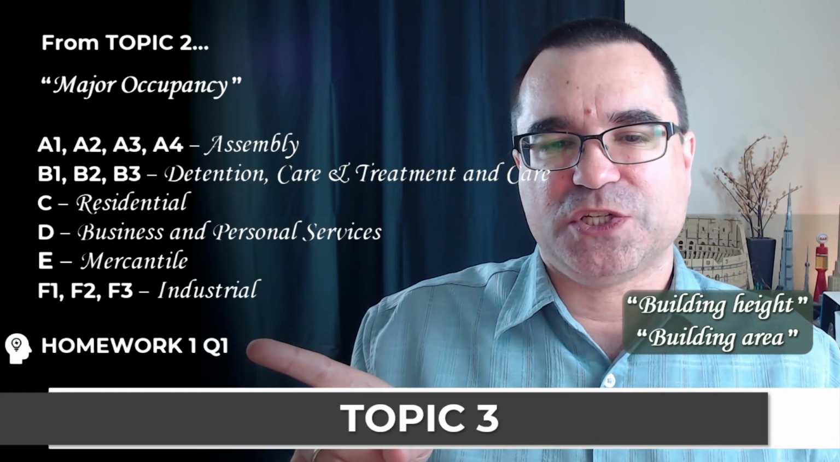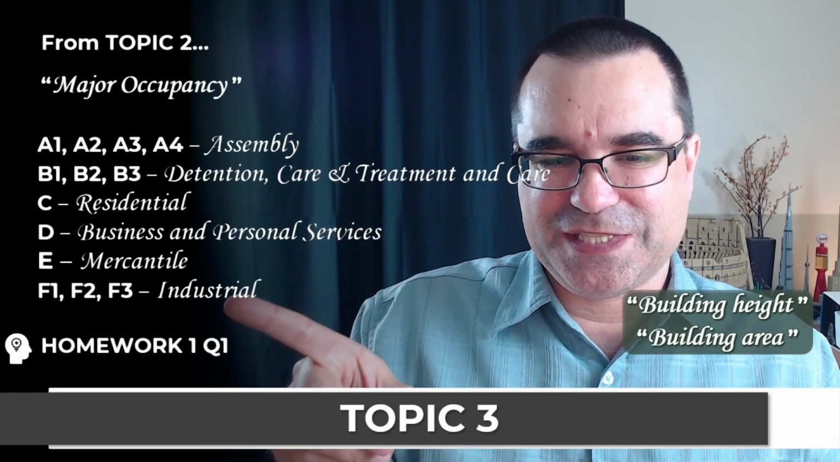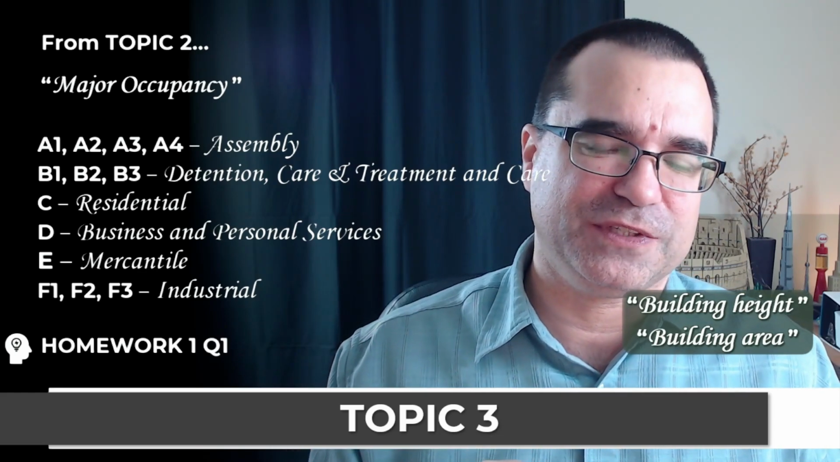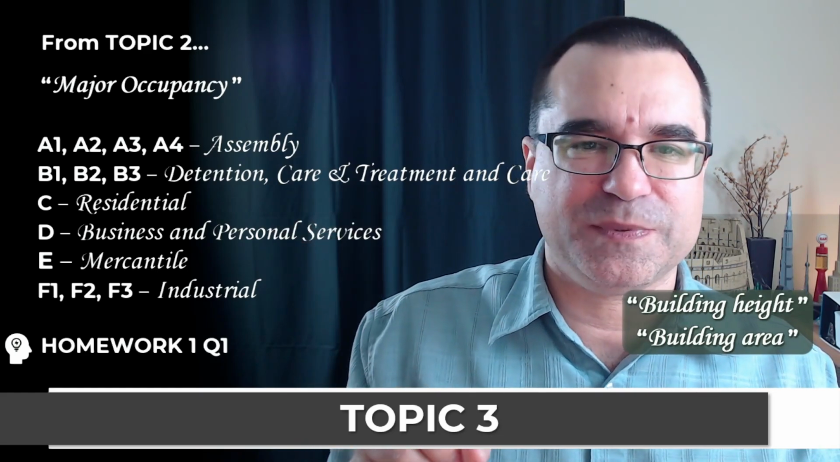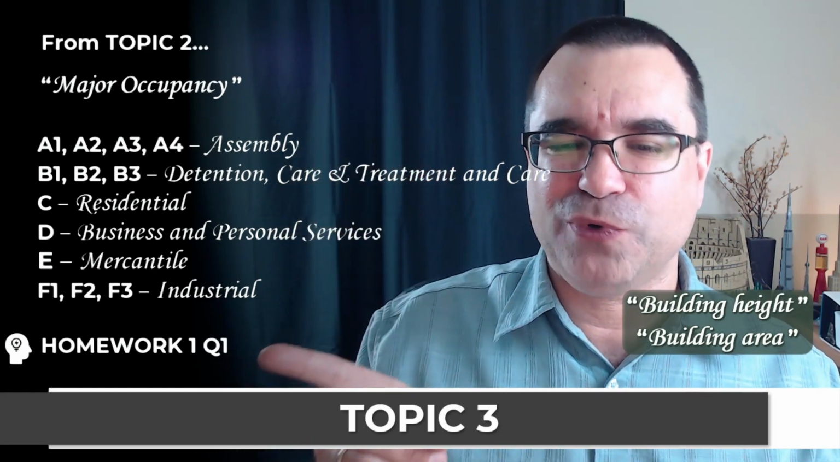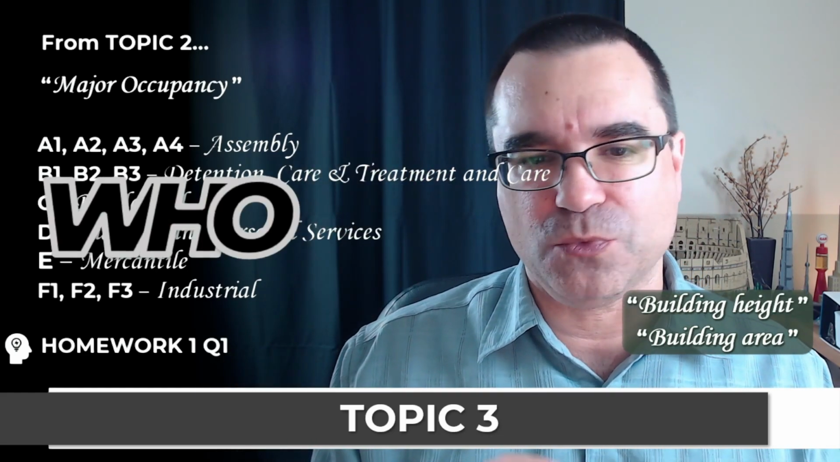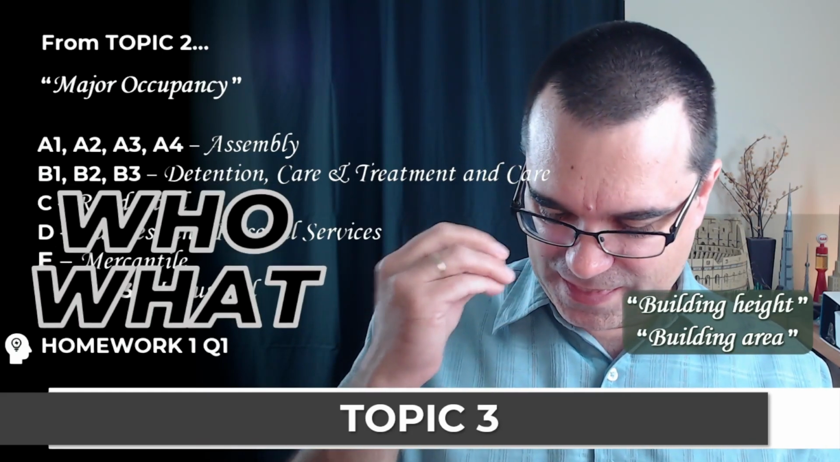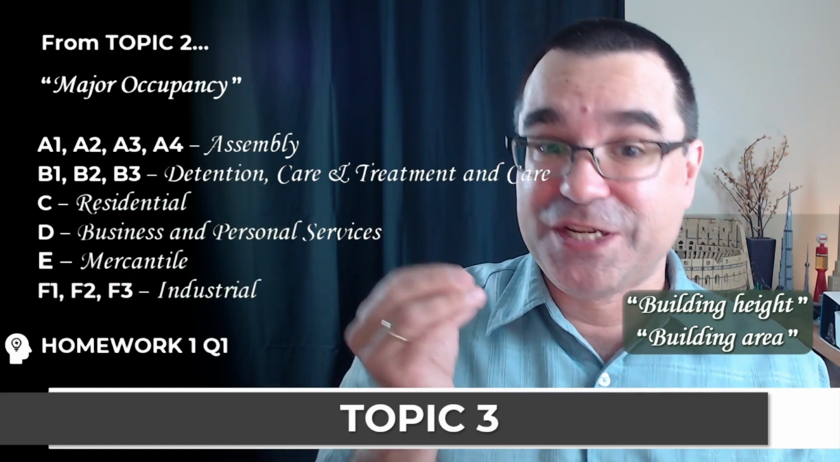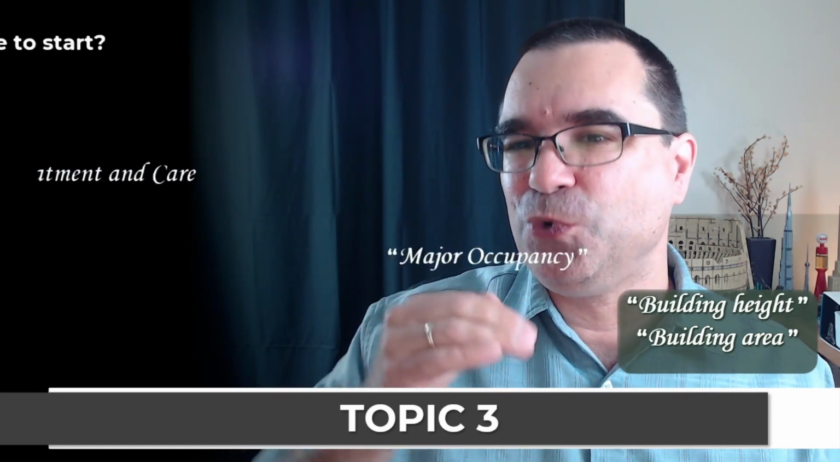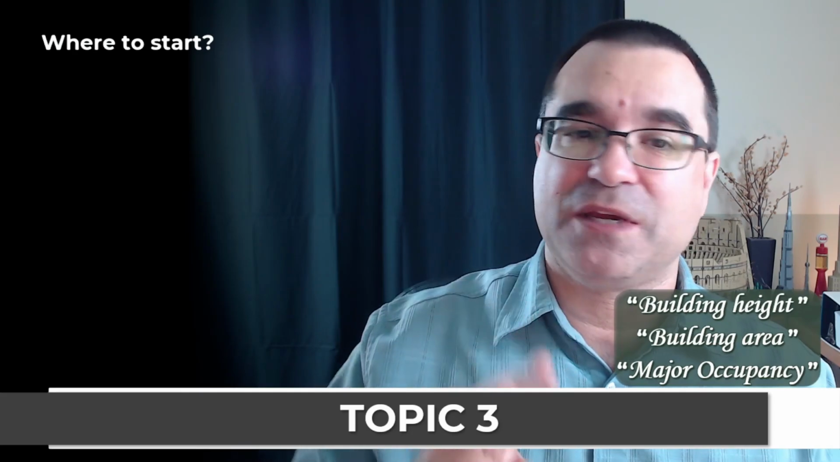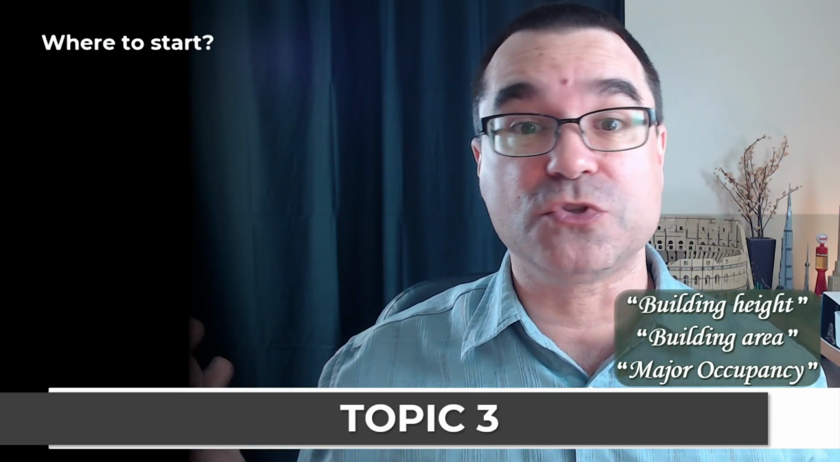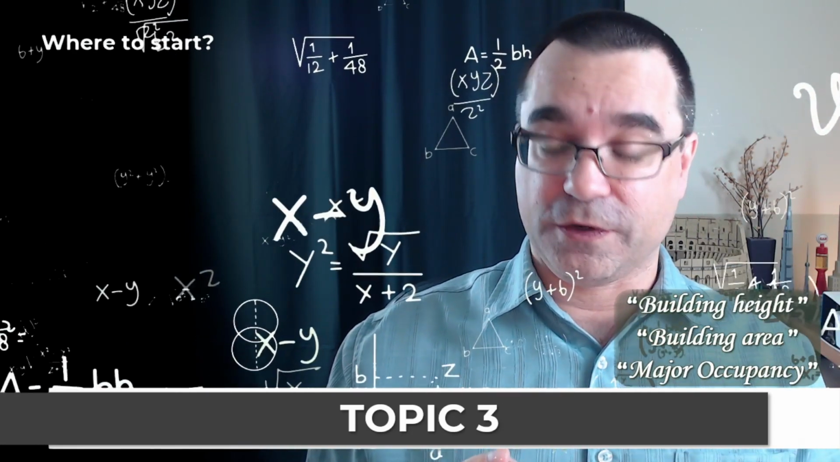I should also mention that identifying major occupancies is going to be covered in Homework 1, Question 1. So if you're not sure how to find a major occupancy, review topic 2 and then play around with Homework 1, Question 1. It will come into play. If it can help you remember, major occupancies is all about the who and the what of a building. So now that we have these 3 ingredients, how do we use them to figure out where to start?